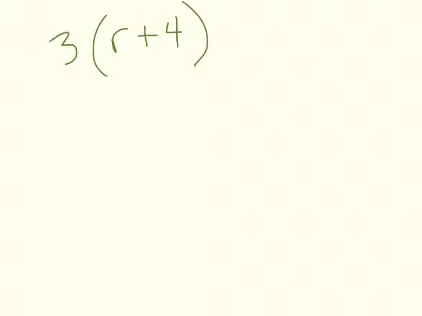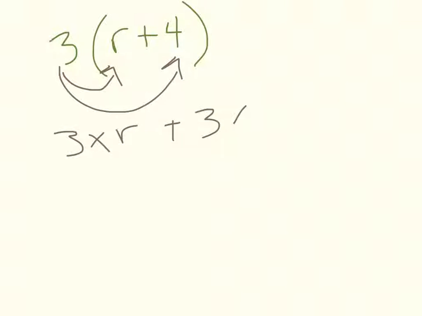So I'm going to multiply everything inside the parentheses by 3. So 3 times r, 3 times 4, so 3 times r over here, plus 3 times 4. 3 times r is going to give us 3r, plus 3 times 4 is going to give us 12. And again, I can't combine my like terms. I don't know what r is, so my final answer for this problem would be 3r plus 12.